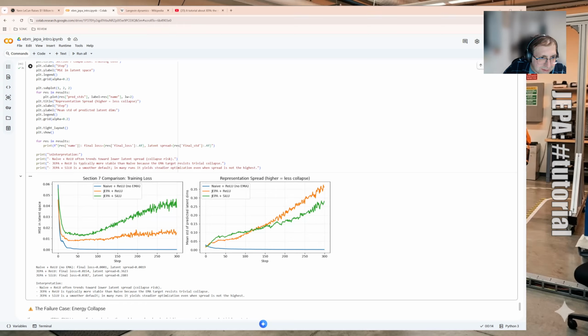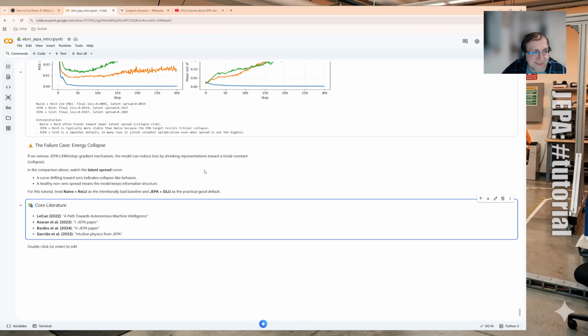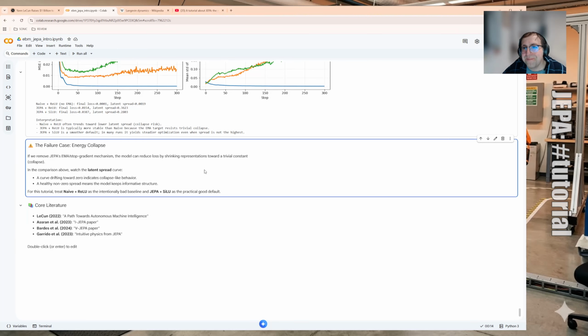So the energy collapse, this is the Achilles heel of JEPA. And essentially, it's like reward hacking with reinforcement learning, where the model short circuits itself by mapping every input to the same constant vector. So any input goes to, I don't know, 5 or 42. And so basically the loss goes to 0 and the representations become useless.